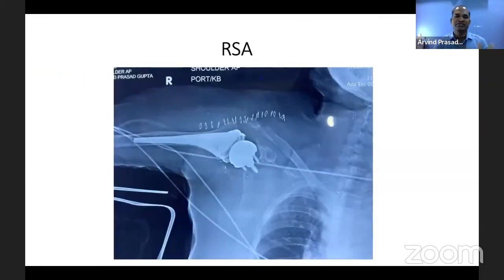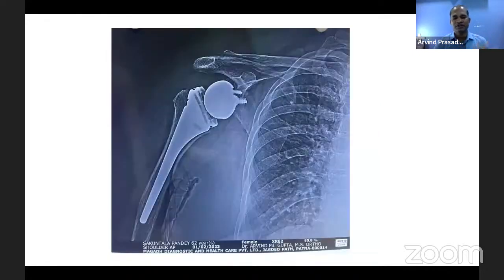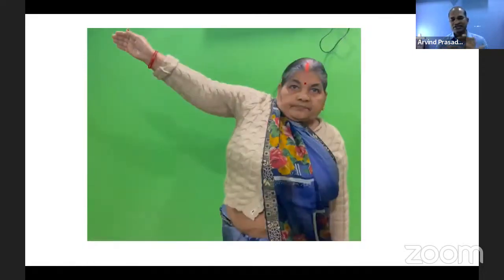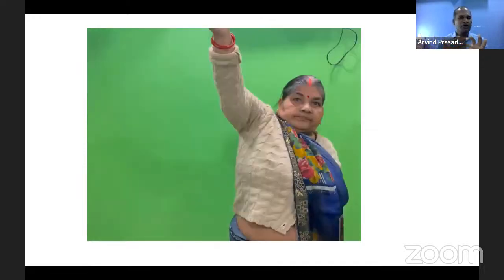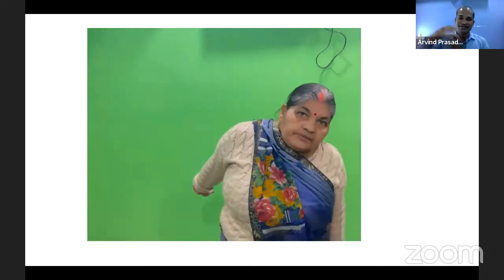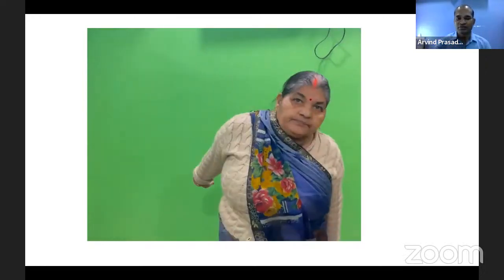And this was treated with the reverse shoulder arthroplasty. This was after 2.5 months of follow-up. This was the clinical picture at 2.5 months of follow-up. So we can see here, she is abducting her shoulder. So in this case, there is no rotator cuff, but abduction is possible because the deltoid moment arm increases because of the reverse shoulder arthroplasty.